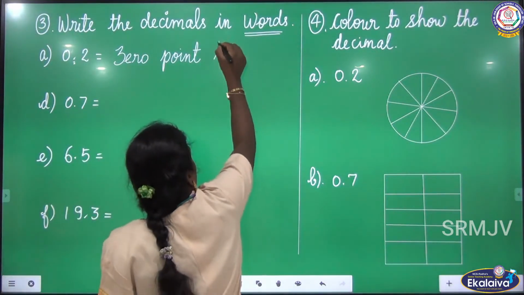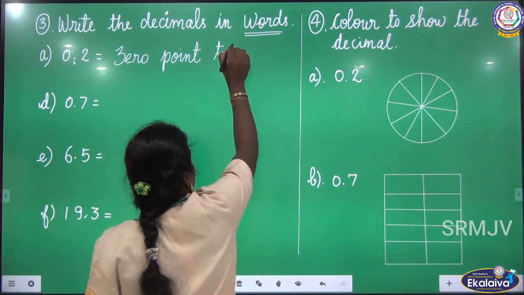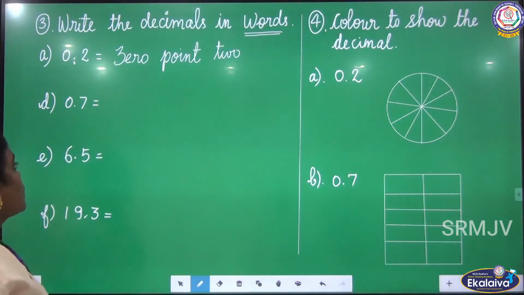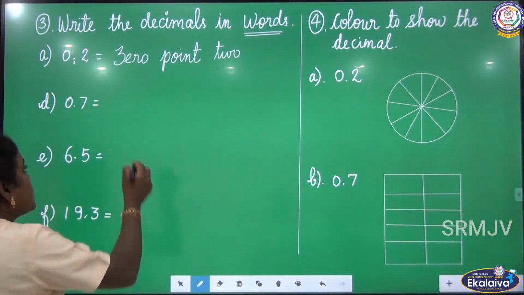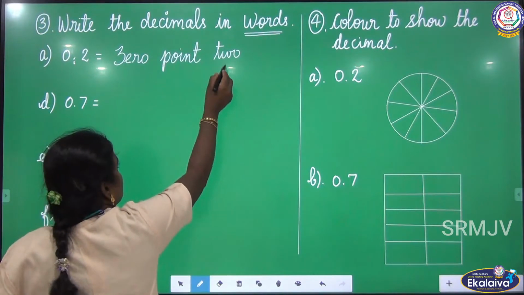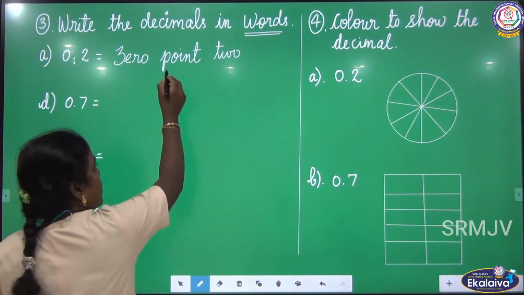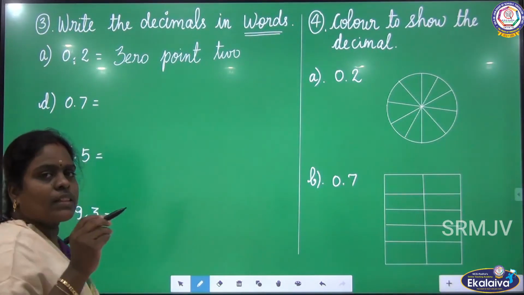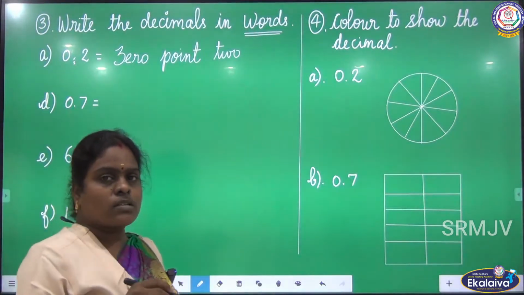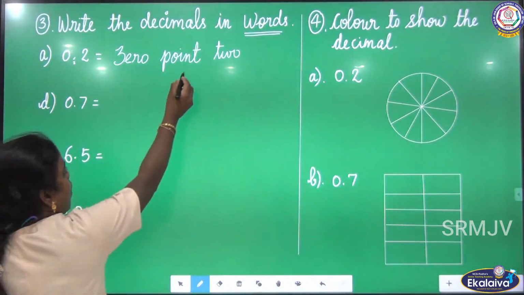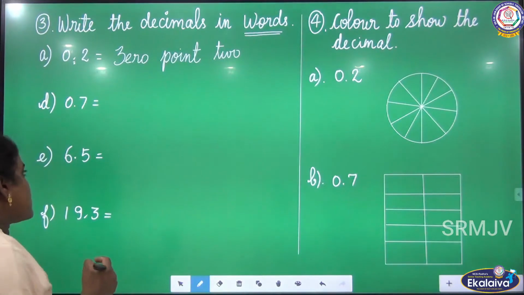So, two is the name. So, read the given decimal. It is 0.2. Listen children, you must write the name for the dot. That is a point. 0.2 is the given decimal.